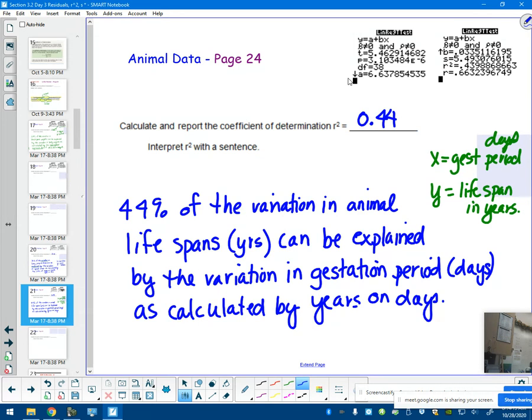All right, so this is saying that how long animals live is only explained 44% by how long their mommies carried them. So there's a lot of explaining to do. 56% of how long animals live cannot be explained by how long their moms carry them. So what's up with that? Like, why is long jumping 70% explained by speed, but lifespan of animals is only 44% explained by their mom's gestation periods? What else could be going on? What's the 56%, do you think?